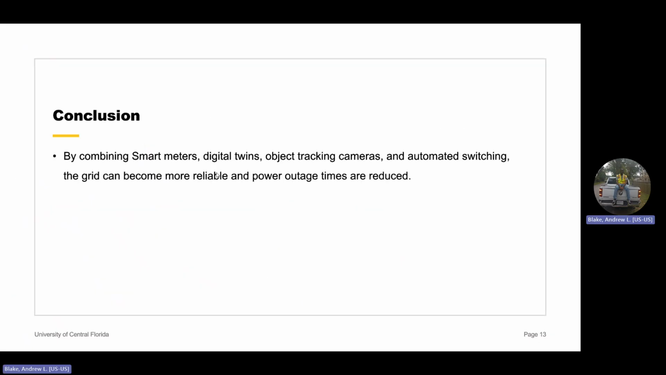So in conclusion, by combining smart meters, digital twins, object tracking cameras, and automated switching, the grid can become more reliable and power outages can be reduced.